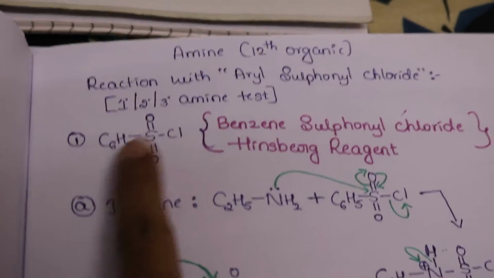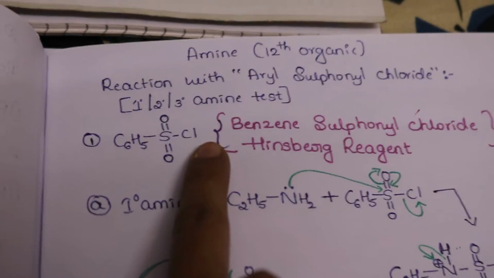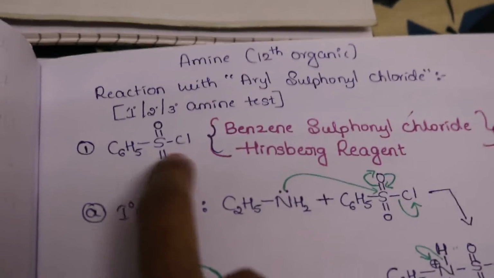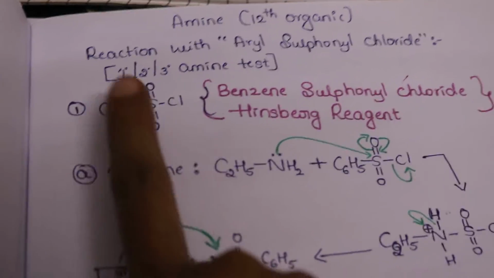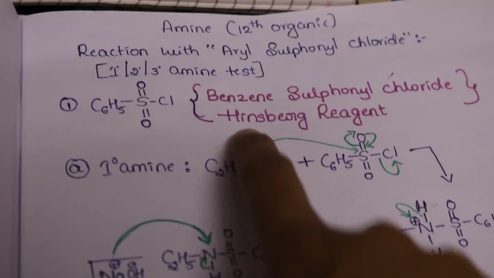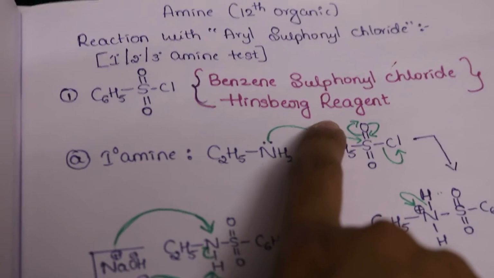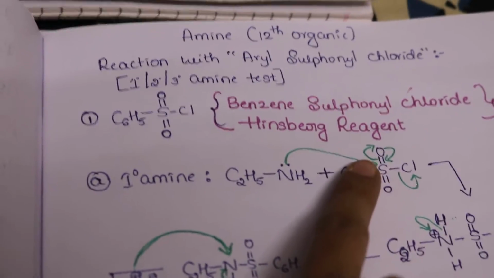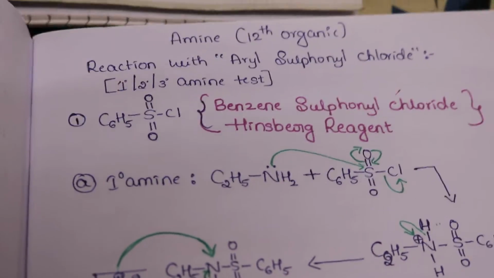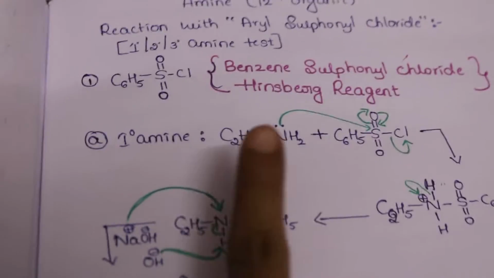This is what we have taken: aryl sulphonyl chloride or benzene sulphonyl chloride. Sulphonyl chloride is attached to the benzene group. So benzene sulphonyl chloride, and this test is also known as the Hinsberg test, Hinsberg reagent test.